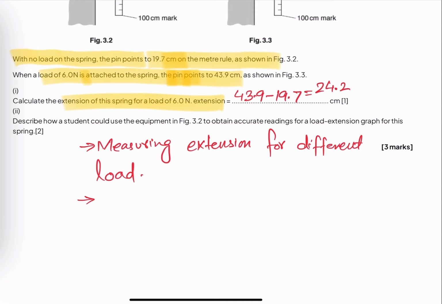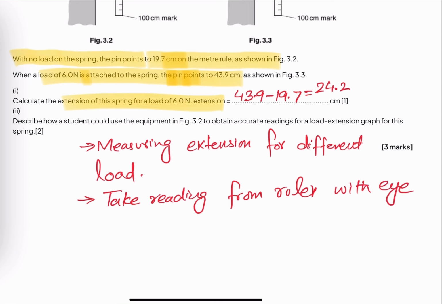Secondly, we can avoid the parallax error. How we can take the reading from the ruler with eye level with the pin.